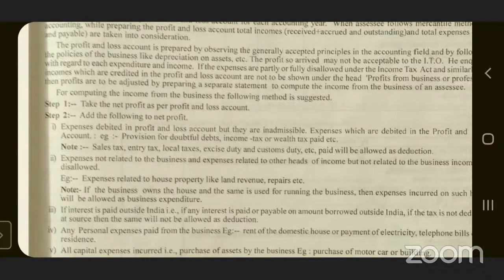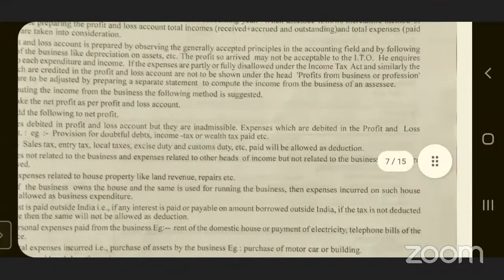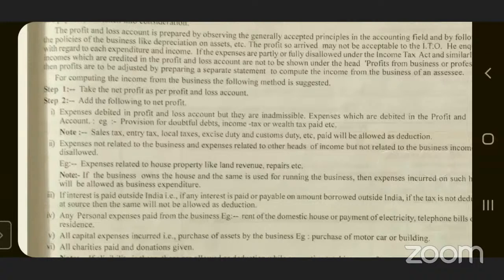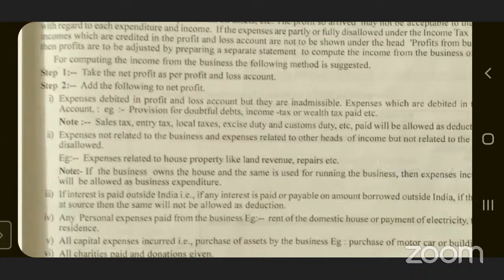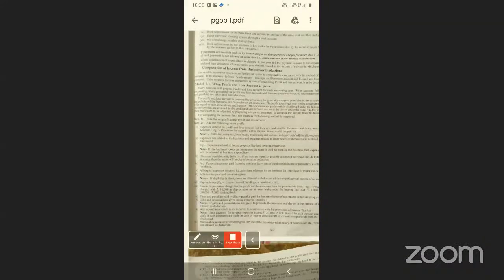Such as provision for doubtful debts, income tax, wealth tax. Such expenses are not admissible. So we need to add it back. For example, sales tax, local taxes, customs duties, these are all part of business. So these will be allowed as deduction. But whereas provision for doubtful debts, income tax, wealth tax are not allowed as admissible expenses.